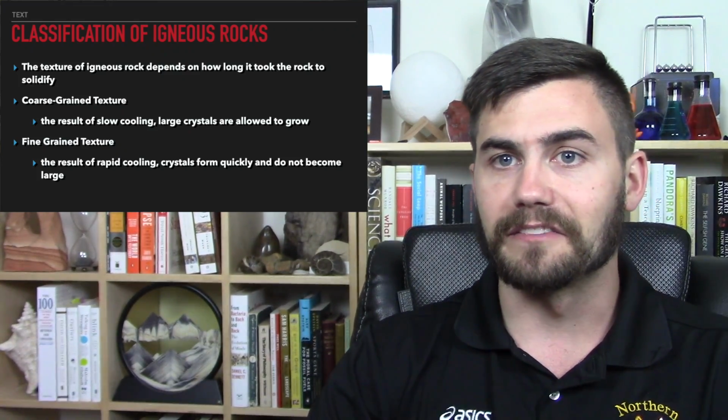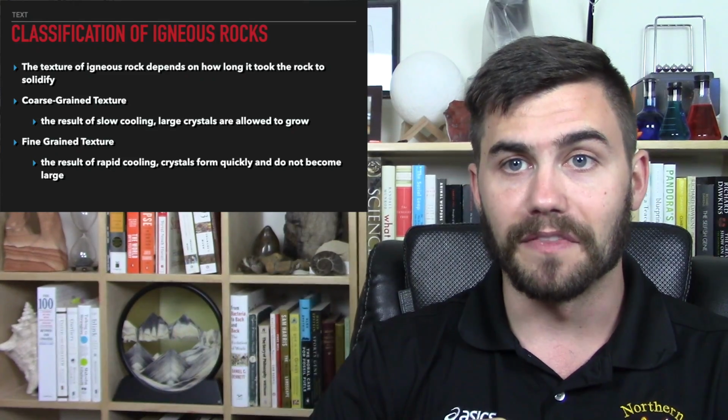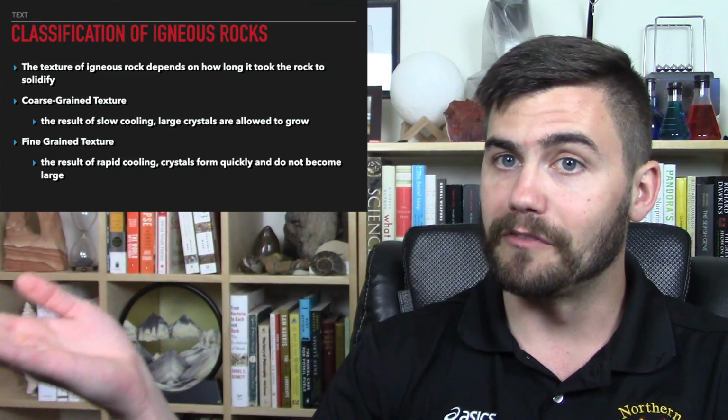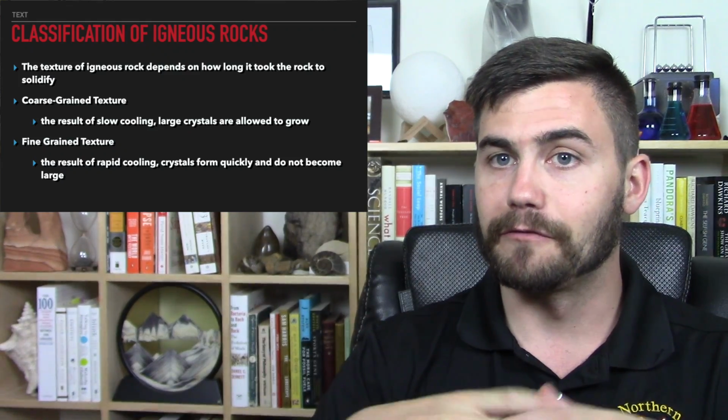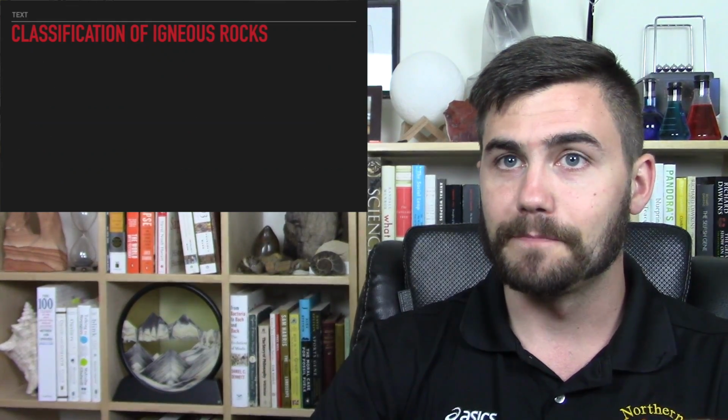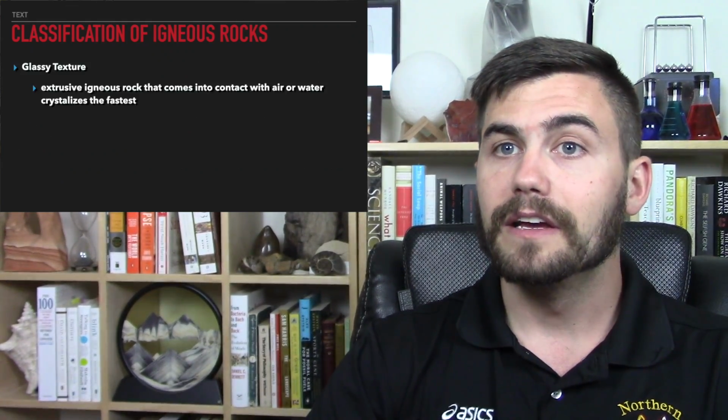So fine-grained igneous rocks are extrusive. They form on the surface. So coarse-grained rocks form from magma below the surface. Fine-grained igneous rocks form on the surface from lava. But there's more to it than that.